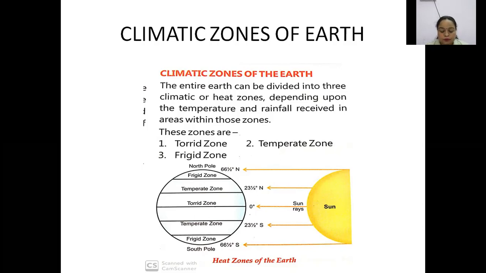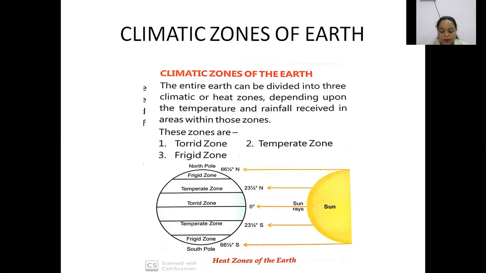Then comes the frigid zone. Can you see the frigid zone there? Now in this frigid zone, what is there? This is the zone of the northern hemisphere, between the Arctic Circle in the north, 66.5 degrees north, and the North Pole. And in the southern hemisphere, it is from the Antarctic Circle, that is 66.5 degrees south, to the South Pole, which is called the frigid zone.